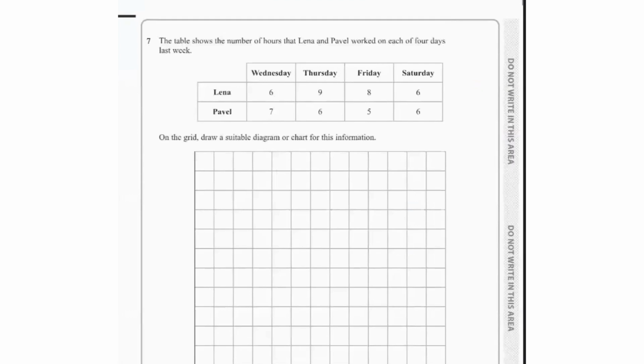Question 7 says the table shows the number of hours that Lena and Pavel worked on each of 4 days last week. On the grid, draw a suitable diagram or chart for this information. So what we can do is that on the y-axis, we can write the number of hours they worked for. And on the x-axis, we can write the days, which is Wednesday, Thursday, Friday, Saturday. And for each person, we'll draw 2 bars, one for each of the days. And you can color code the bars to show which one is Lena's and which one is Pavel's.